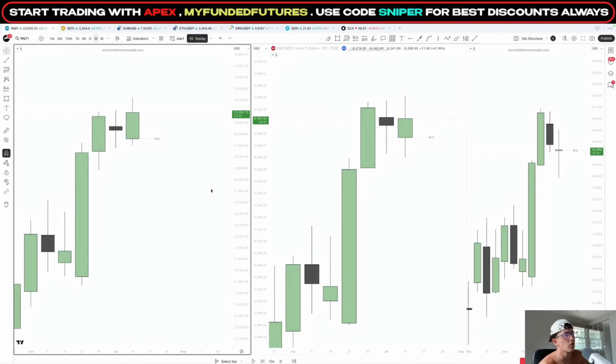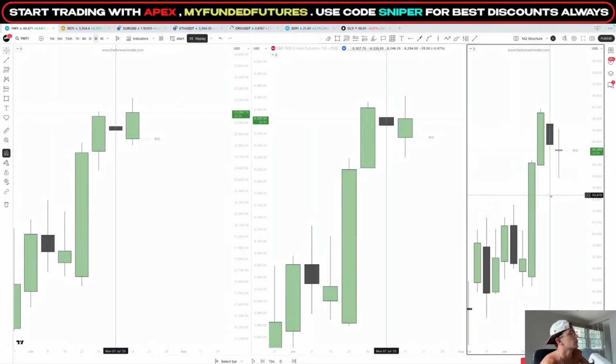So, today's trade breakdown was on the NASDAQ for shorts. I took it on NQ, which is on the left. We have S&P 500 in the middle. We have the Dow Jones on the right.